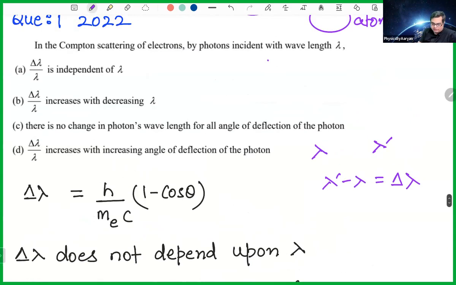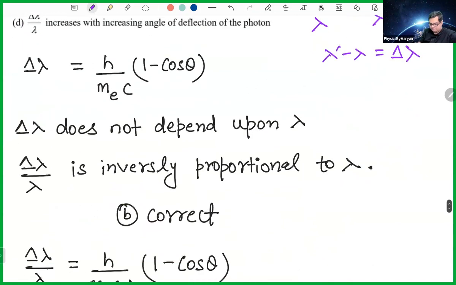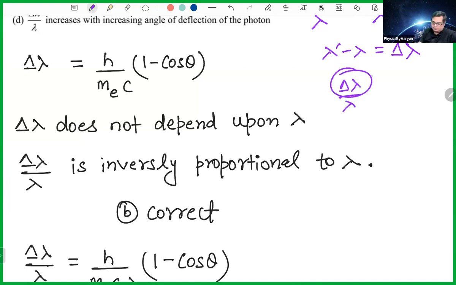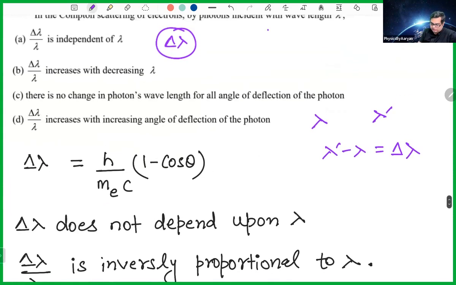So first two options are delta lambda and delta lambda by lambda. They are not asking about delta lambda. They are asking about delta lambda by lambda. So delta lambda does not depend upon lambda, but delta lambda by lambda is inversely proportional to lambda. Because you can clearly see delta lambda is not depending on lambda, but this is. So this thing is inversely proportional to lambda. Very clear. So if you increase lambda, this will decrease. So both have the inverse relation.